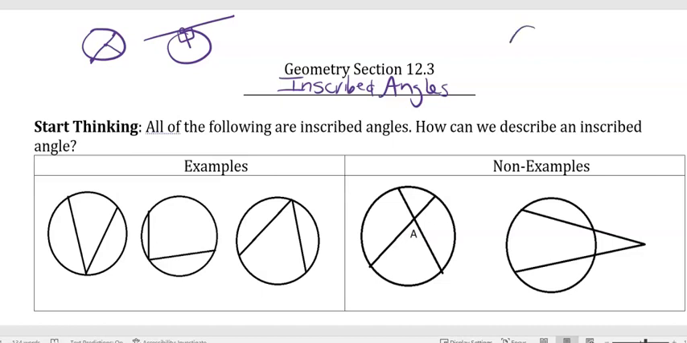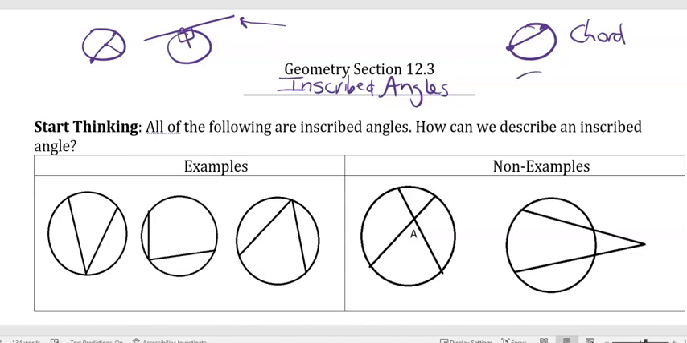Let me give you another term really quickly. If you have a point on the circle and any other point on the circle and you connect them, that is called a chord. We have a tangent, which intersects exactly once and is a line, and then you have a chord, which is a line segment with both endpoints on the circle. Does anybody have any questions on that?